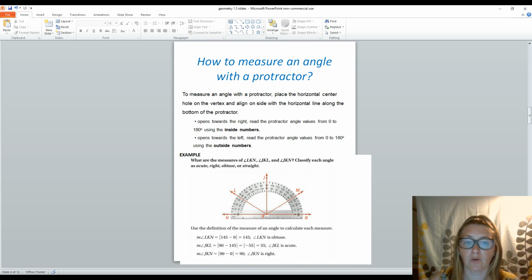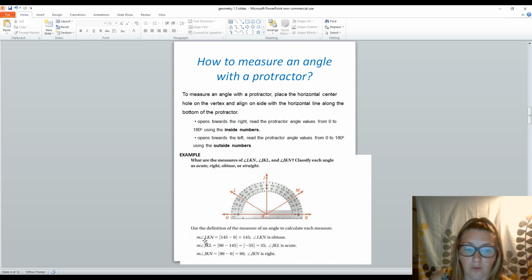If our angle opens to the right, I like to use the inside numbers like I did on the previous problem. And then if it opens to the left, I use the outside numbers. So let's look at some examples and classify our angles.